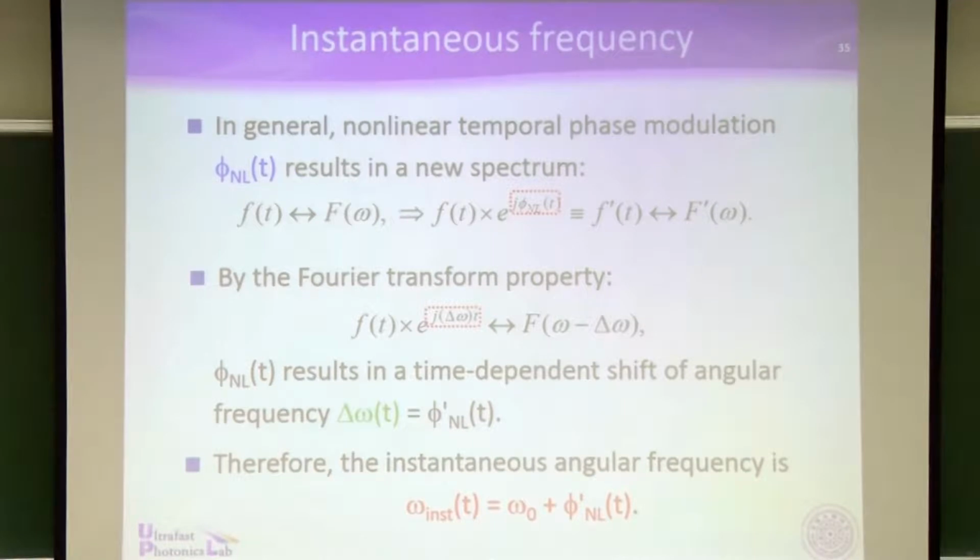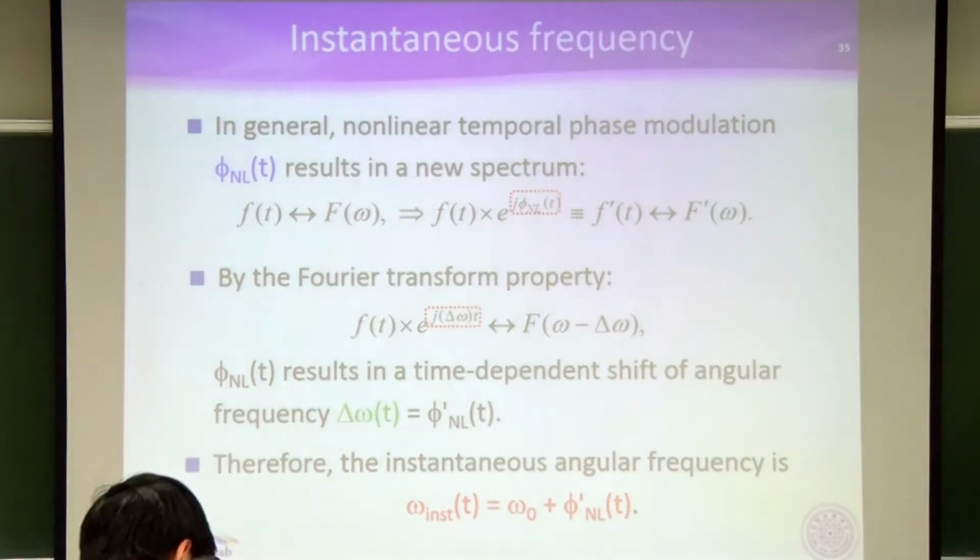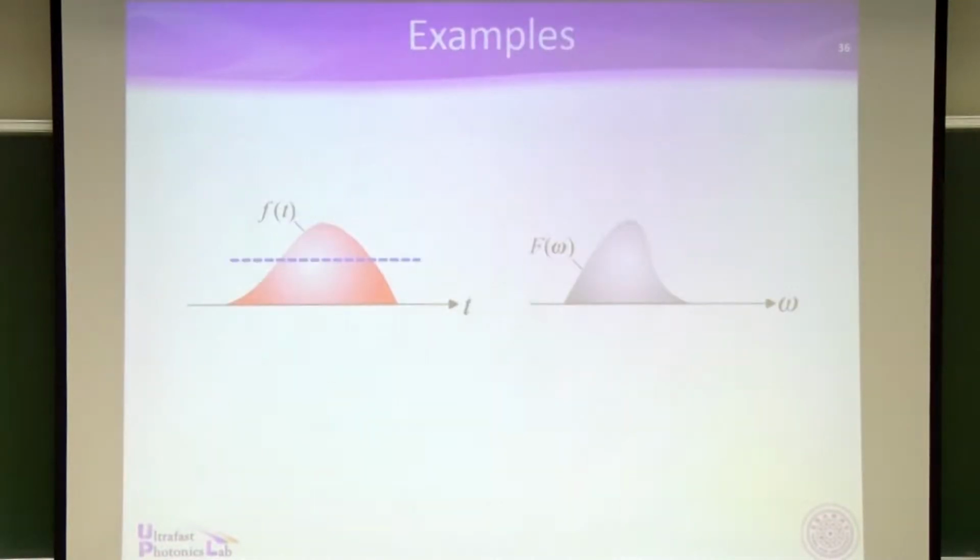So the instantaneous frequency, omega instant, is equal to the carrier frequency, omega 0, plus the time-dependent frequency shift, which is the first-order derivative of the phase modulation. Last time I showed you two examples. Here is a very brief review.